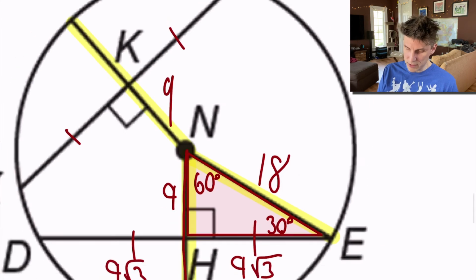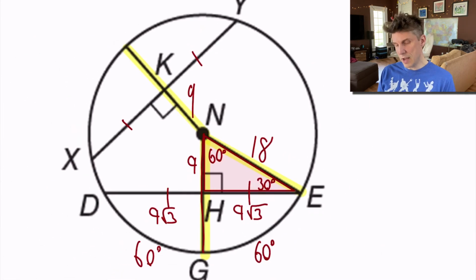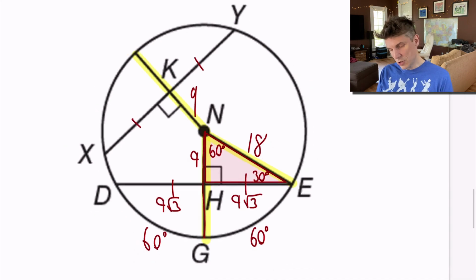And I know that all these segments are the same because, since NH and NK are the distances to those chords, I'm technically allowed to, now I don't even have to assume, I know that KY and DE are congruent because they're equidistant to the center. Okay, so there you go.